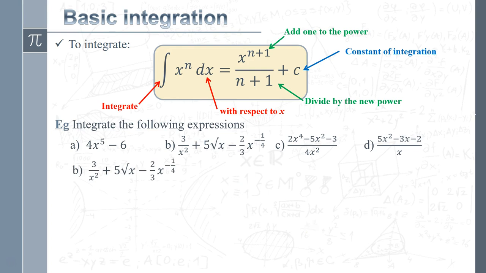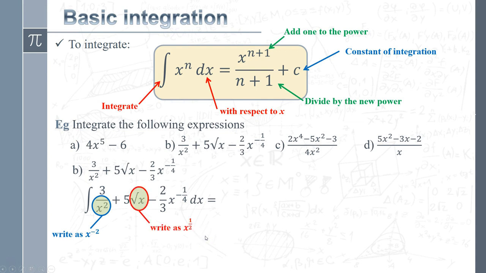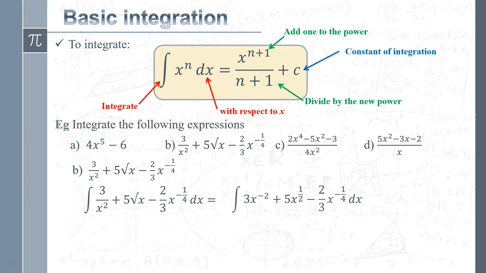Right, on to the next one. This is where we've got to start doing a bit of fiddling around before we get going. And the two we're going to have to fiddle around with are this term here and this one here. So let's have a look at what we're going to do. That's our function that we're going to integrate with respect to x. We're going to write that as x to the power minus 2. And the root x we're going to write as x to the power half. So same as you did for differentiation, we've got to get these things written as powers of x before we start doing our integrating. So the expression I'm going to integrate is that thing there.